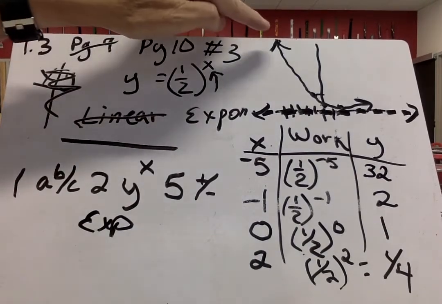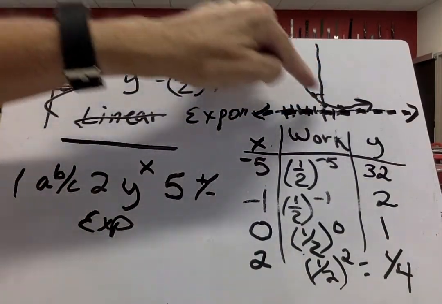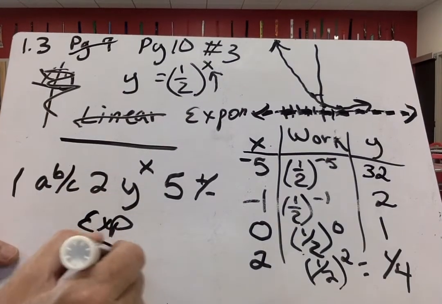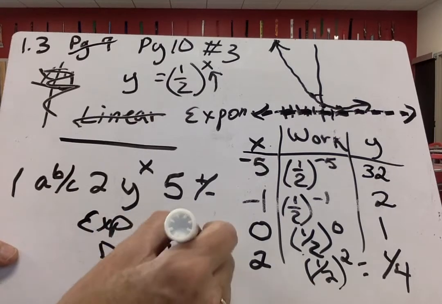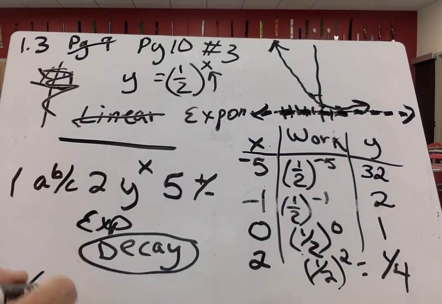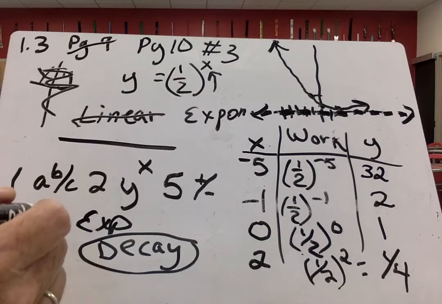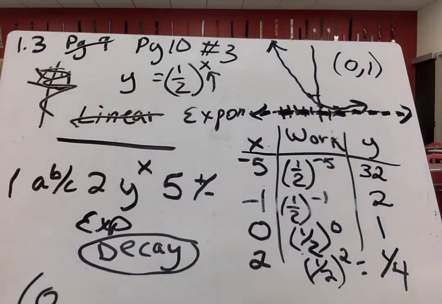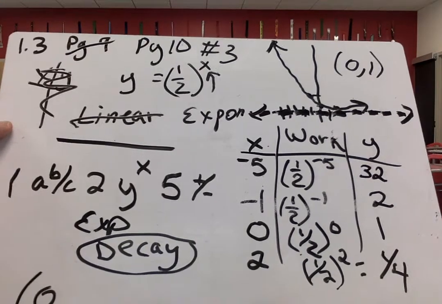And is it a growth or decay? If it's going down and to the right, it's going to be a decay. So circle the word decay there. All right. And the y-intercept, you want to put that in 0, 1. I don't know if you can see that. Okay, so the y-intercept I'll put over here at 0, 1. And you can put that down. All right. And I'll let you fill out the rest of the table and graph that exponential function.